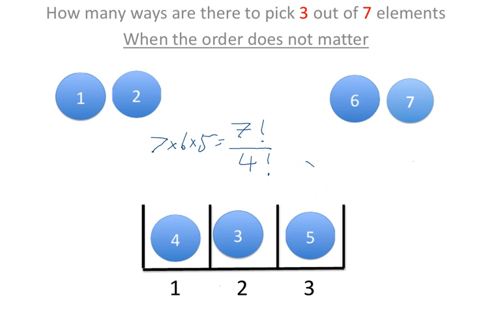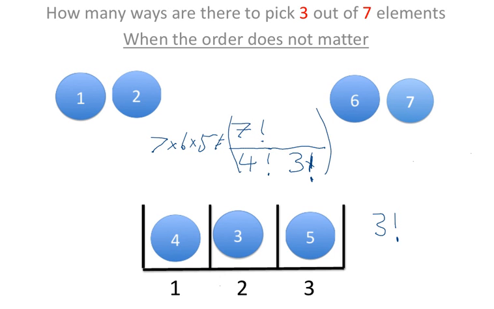Okay, and how many times exactly? Well, we already know that. It's the number of ways to order 3 different elements. So that is 3 factorial. So what we need to do is take this number and divide it by 3 factorial. And now we have this is the final result.